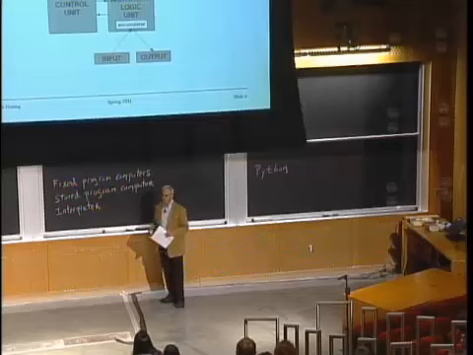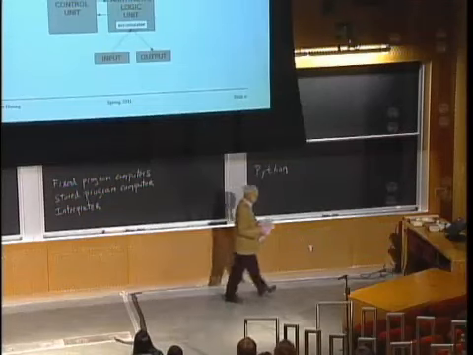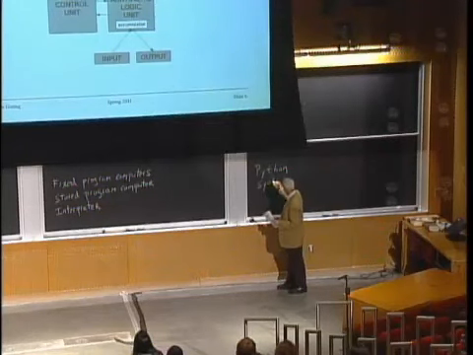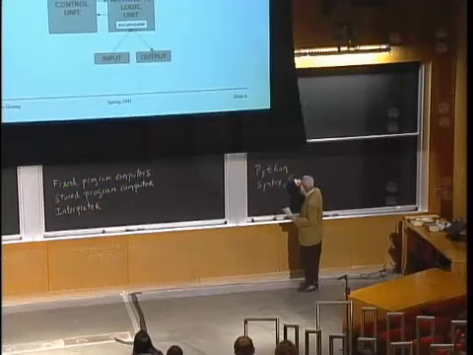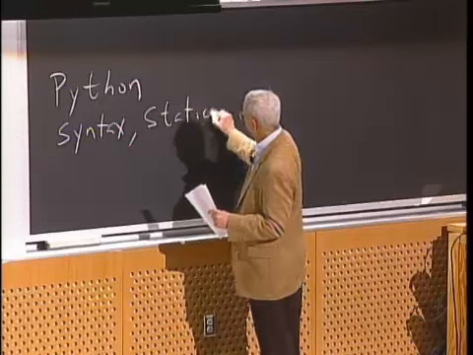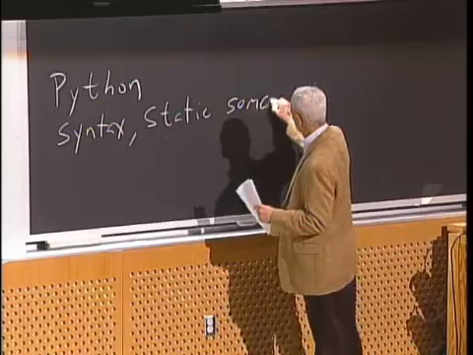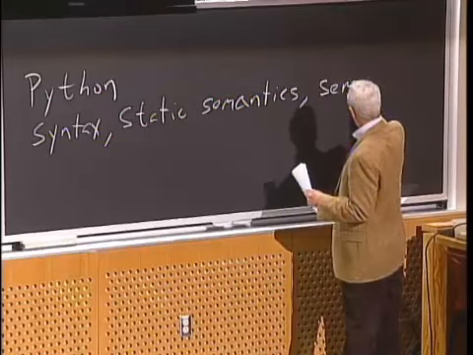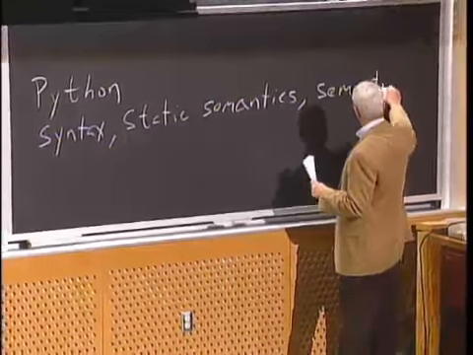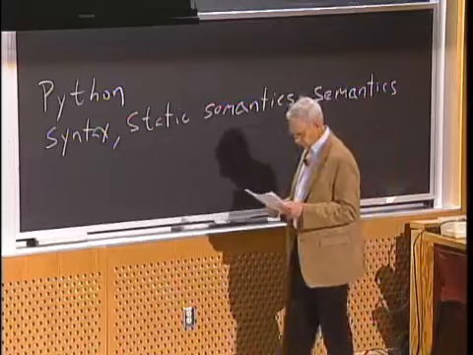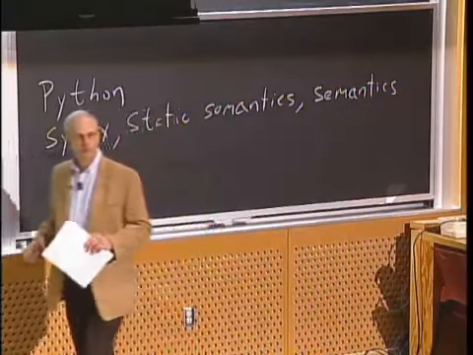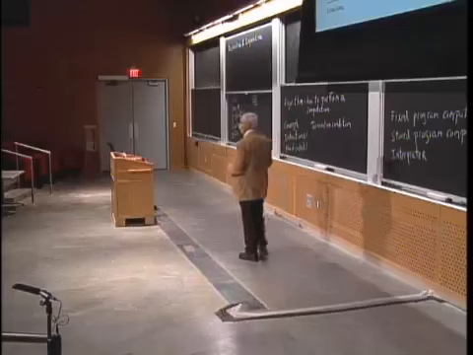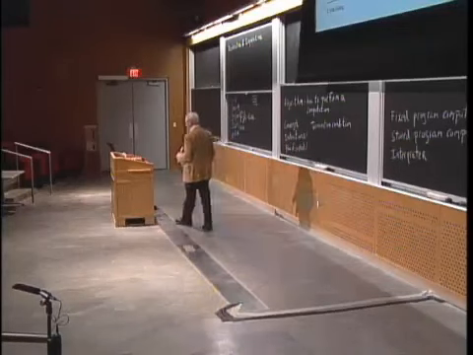If we think about what defines any programming language, it's got a syntax, a static semantics, and a semantics. Are any of you here linguistics majors? Not a one. All right. Well, then I can make up whatever I want about these terms, and maybe you'll believe me.